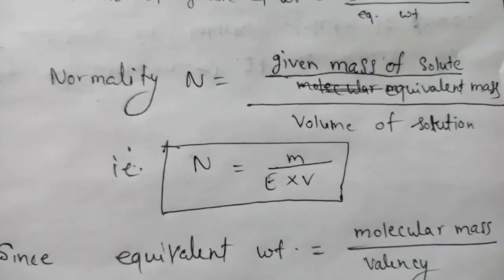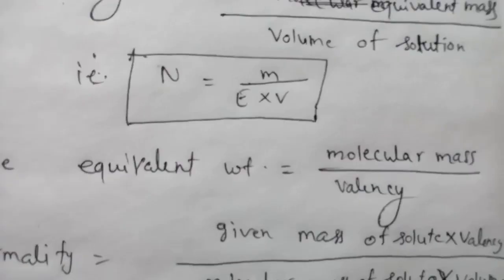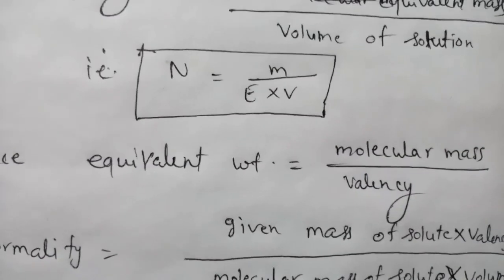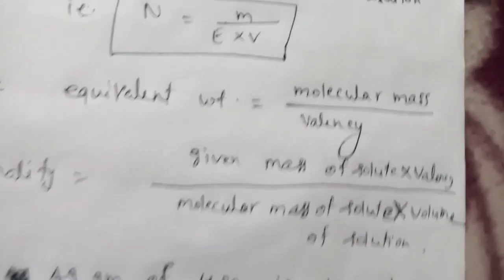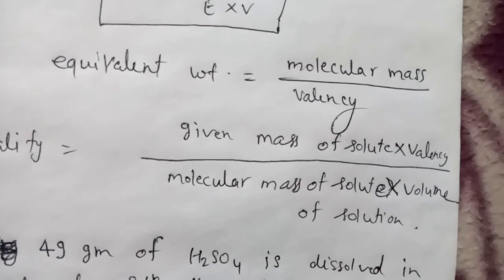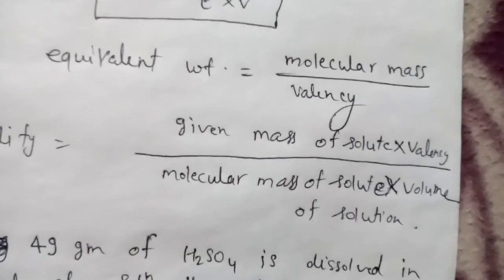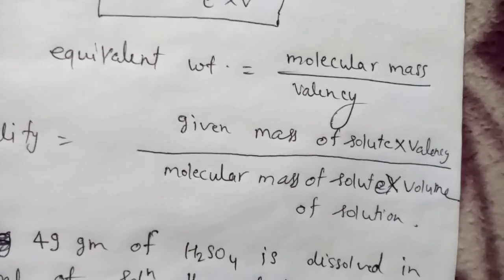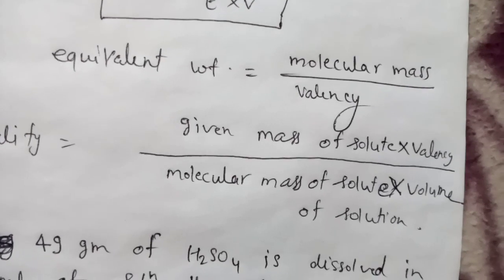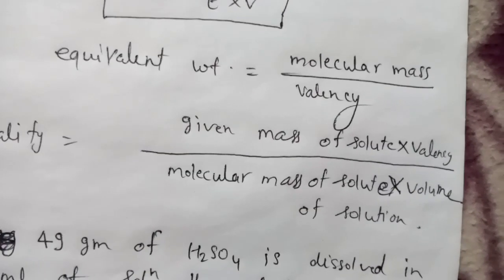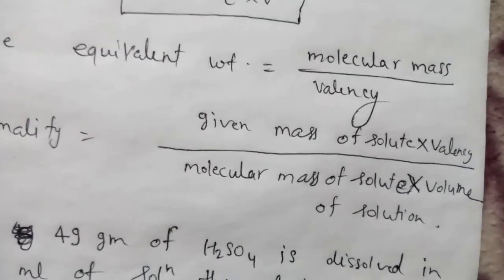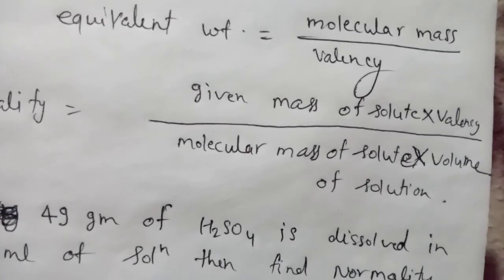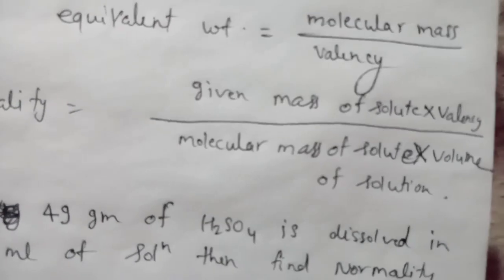Now putting the value of equivalent weight, the normality of solution becomes: normality is equal to given mass of solute into valency, divided by molecular mass of solute into volume of solution. Here, in place of valency we will use acidity for bases, basicity for acids, and the number of electrons lost or gained for redox reactions.